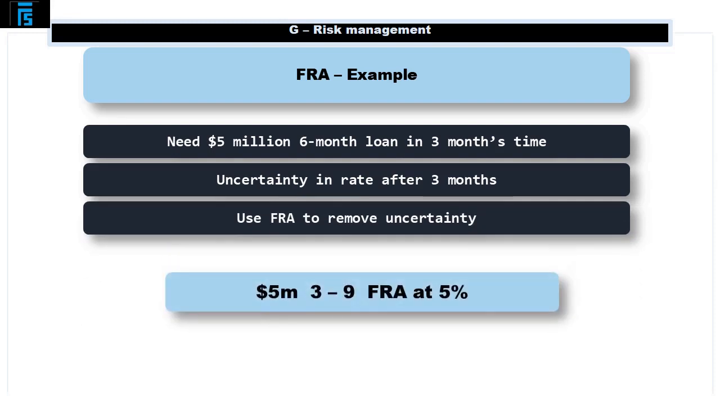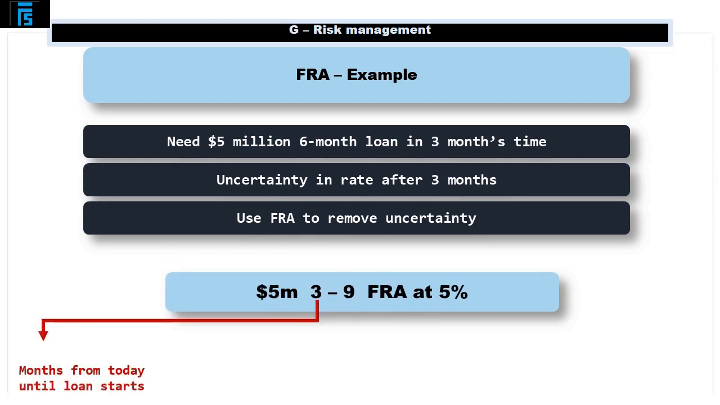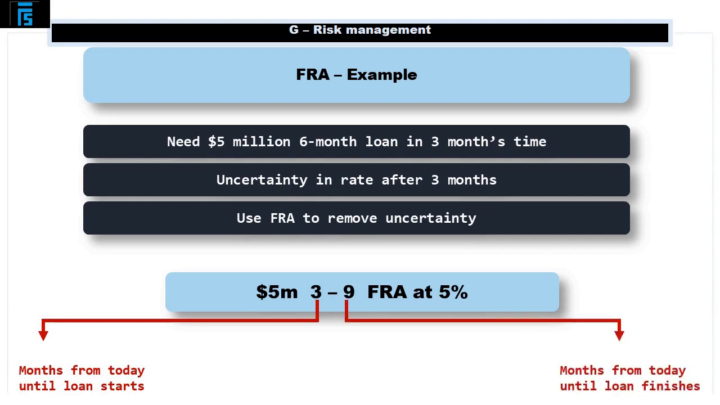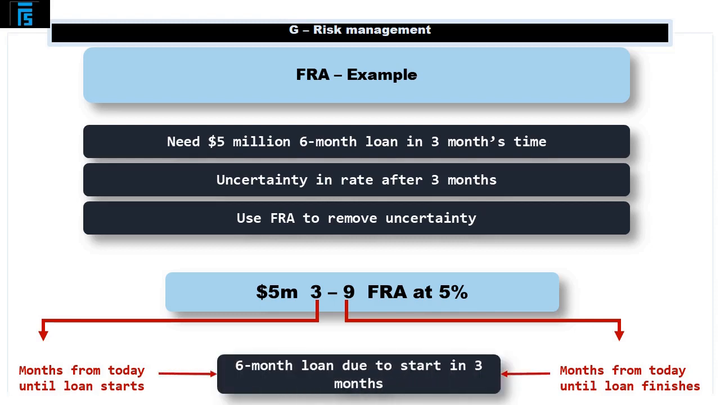The bank offers us a $5 million 3 to 9 FRA at 5%. The 3 to 9 refers to the number of months until the loan starts from today and the number of months from today until the loan finishes. So a 3 to 9 FRA describes a 6-month loan due to start in 3 months' time. This FRA is guaranteeing a base rate of 5% for the loan.